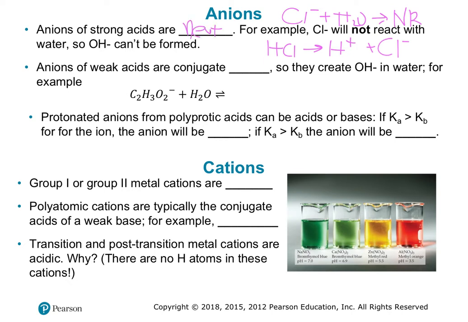That's saying that anions of strong acids are neutral. They're going to form neutral solutions because they're not going to react with water to form hydroxide, because they're so weak, negligible. Anions of weak acids are conjugate bases, and so those are weak bases. Weak acids form weak bases, where strong acids form negligible conjugates.